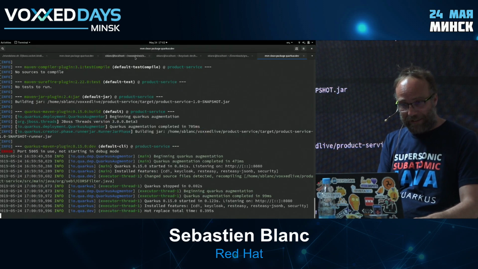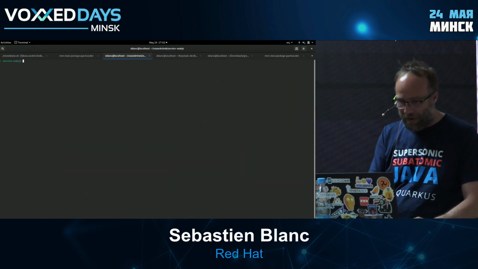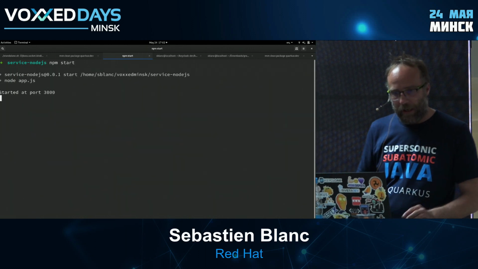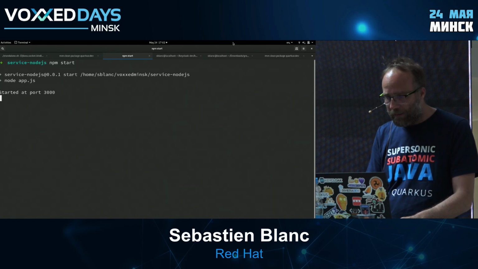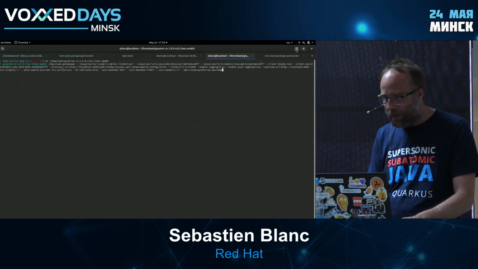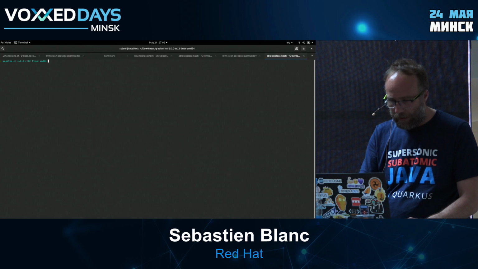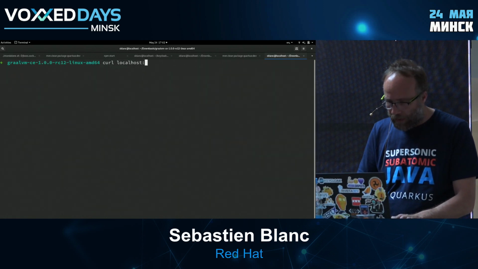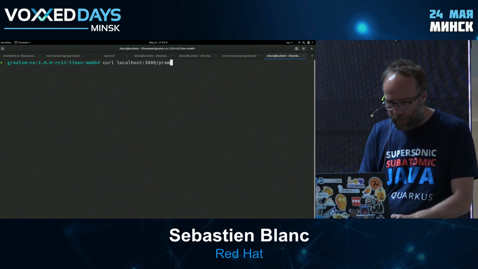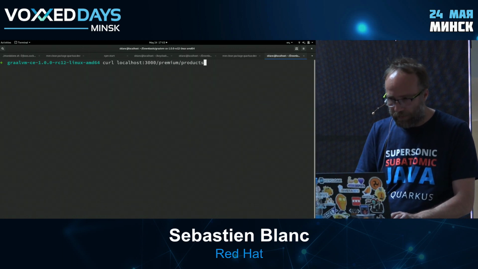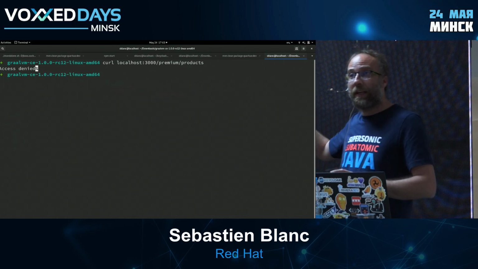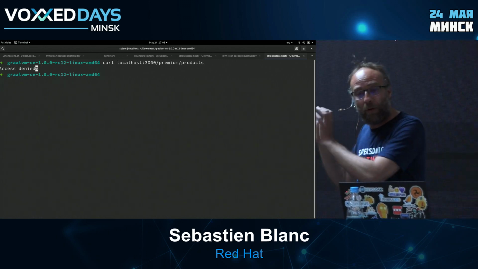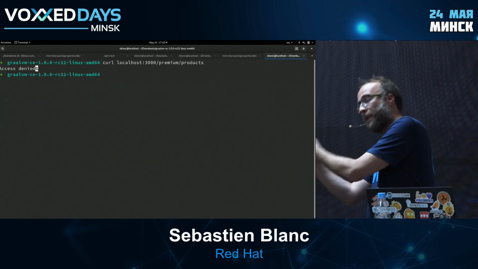Okay, so let's start this Node.js app. Okay, npm start. Here we go, it started. Awesome. If I open a new window here, and I do a curl localhost 3000 premium products, access denied. So it's okay, my Node.js service is running, and it is protected. No one can access it if they don't have a token.